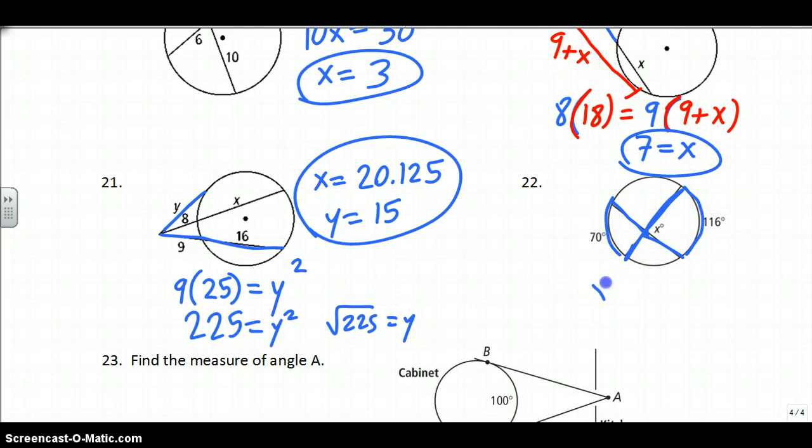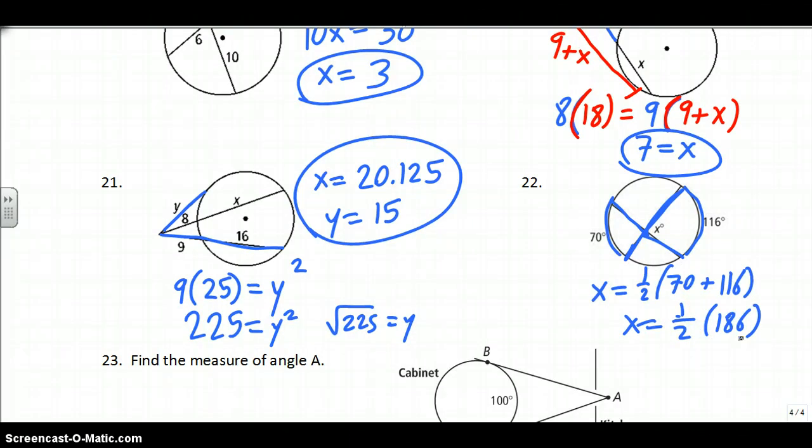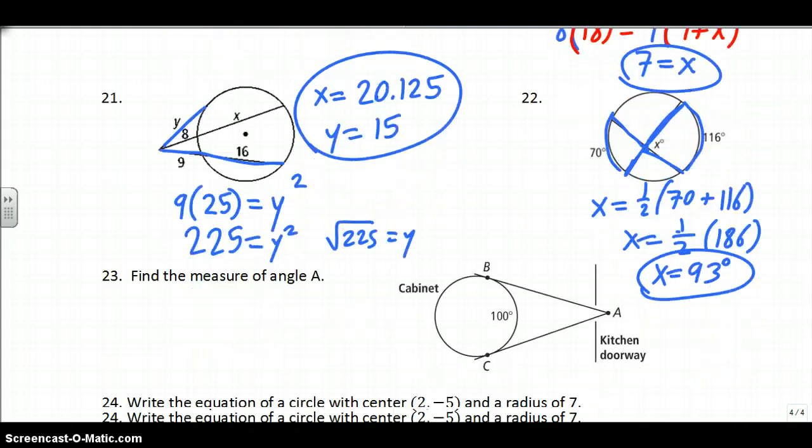So x equals 1/2 (70 plus 116). So you figure out what 70 plus 116 is. Let's see, 70 plus 116 is 186. And then you cut it in half, and you get x is 93 degrees. Not so bad. Okay.